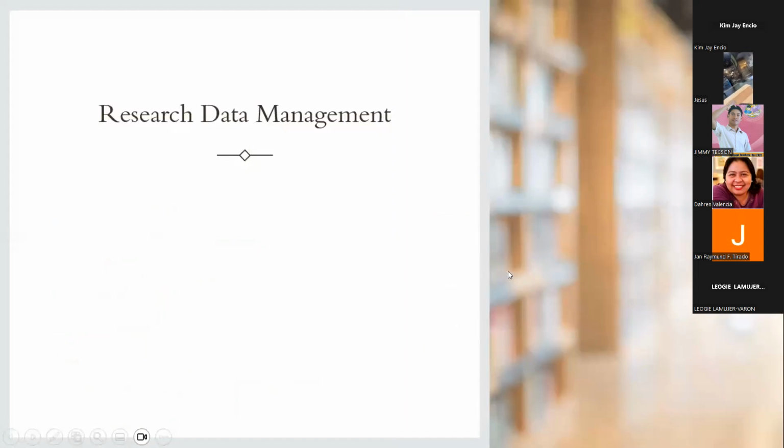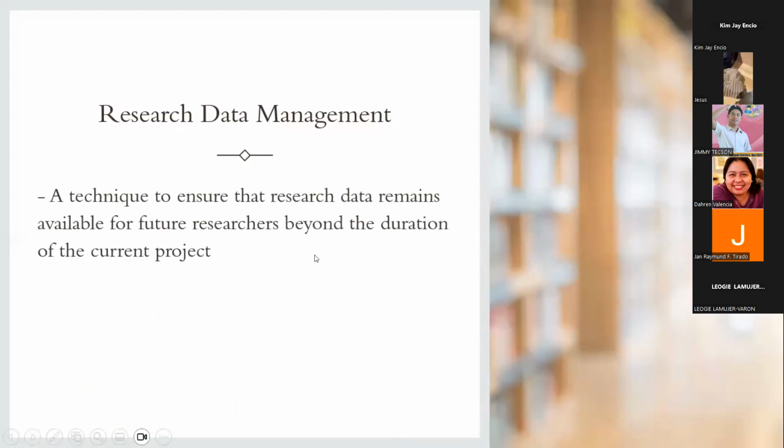And last two slides na lang. A technique to ensure that research data remains available for future research beyond the duration of the current project. So that's why we have database. And also, it's not just for you to have it published, but actually it's for a future reference as well.